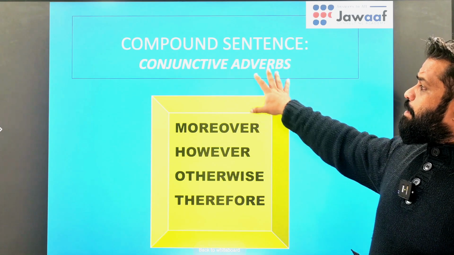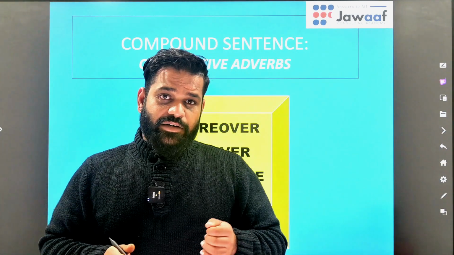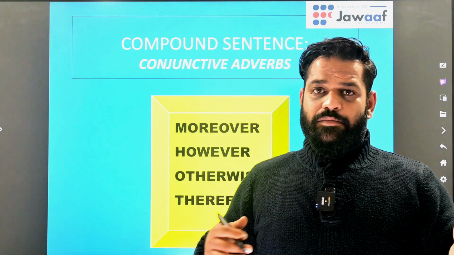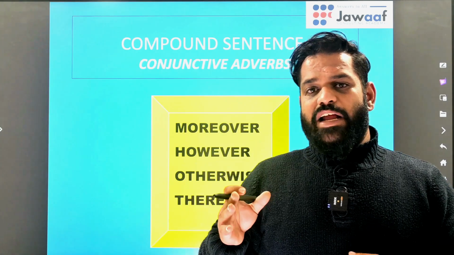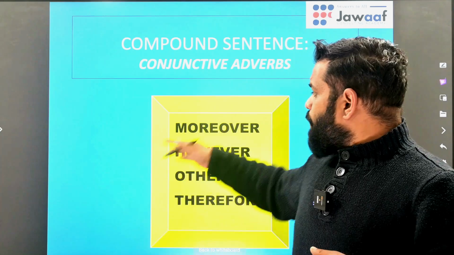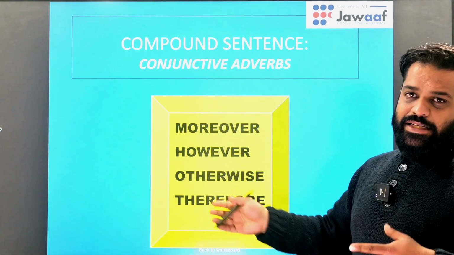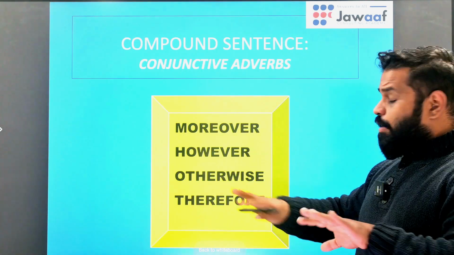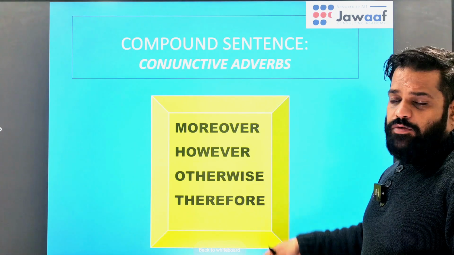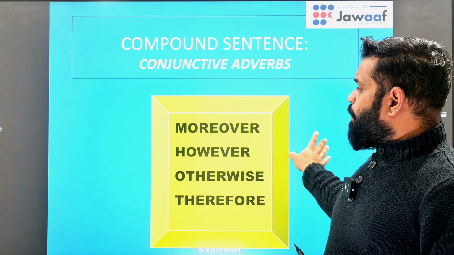Now, compound sentences with conjunctive adverbs. If you look at adverbs in general, adverbs generally have an "ly" at the end of them. I'd say 98% of them end with "ly", so you can identify them easily. But in this case, we have conjunctive adverbs, which separate ideas and sentences from each other by using these words: moreover, however, otherwise, therefore. These can also be used to make compound sentences. Now, I'll teach you how to do them.